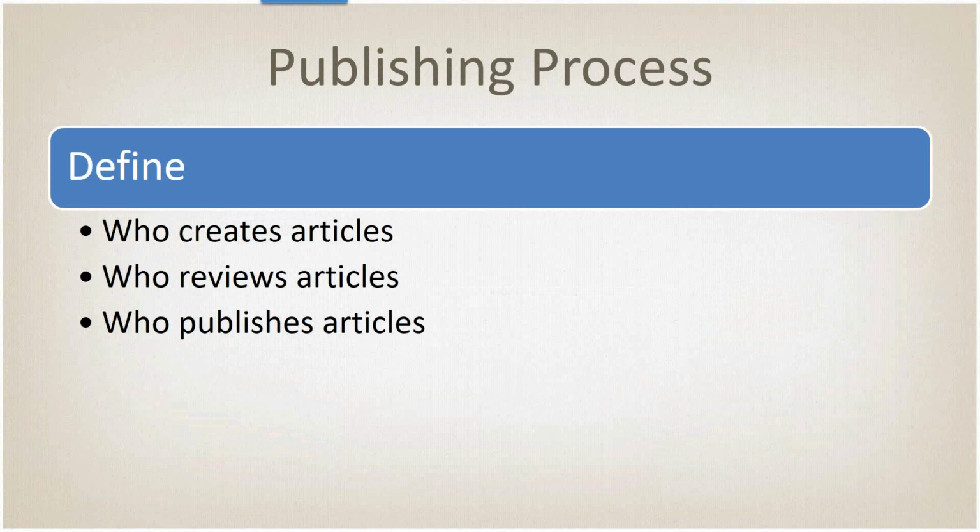Okay, so when you're working with knowledge articles, you really and truly need to define your processes. This is no different than any other business process. The kind of flow you have is you create an article, you review an article, and you publish an article. So you need to define who has those capabilities, and these are all controlled through security roles, of course.